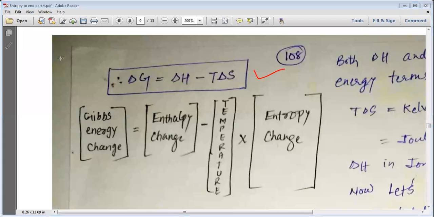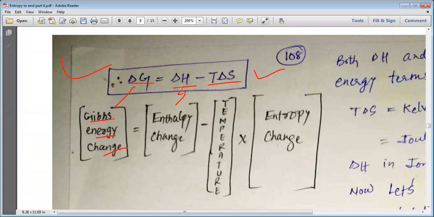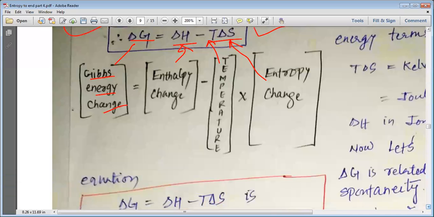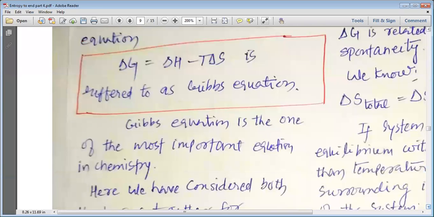Okay, so this is how we get delta G is equal to delta H minus T delta S. How do we write this in words? We can write it as Gibbs energy change, that is delta G, is equal to enthalpy change, that is delta H, minus temperature, that is T, multiplied by the entropy change delta S. So, my dear students, the Gibbs energy change is equal to the enthalpy change minus temperature multiplied by the entropy change.